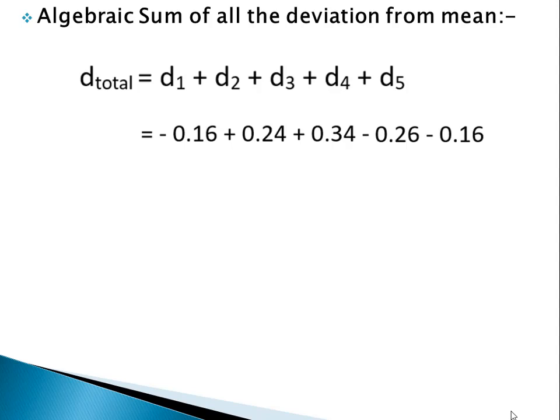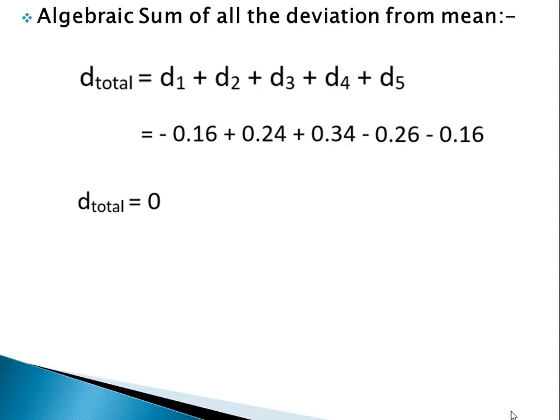Already we know the value of deviation from the mean from d1 to d5. Now substitute here. What we will get? D total is equal to minus 0.16 plus 0.24 plus 0.34 minus 0.26 minus 0.16. After calculation, you will get D total as 0. I think already we know this.